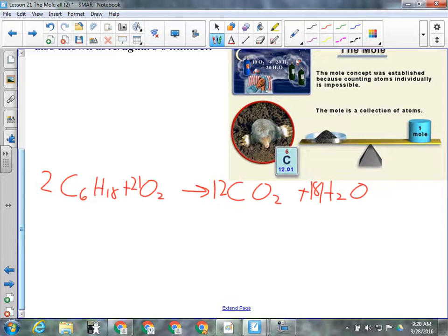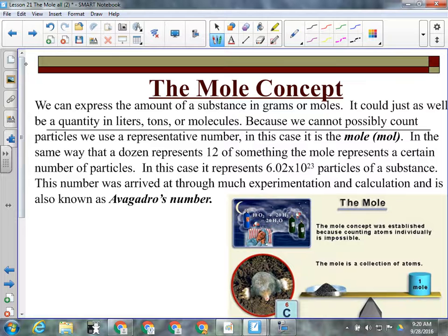So, because we can't possibly count particles, we use a representative number, in this case the mole, which we abbreviate for some reason because mole is too long to write. So we use mol. You laugh. Guys, we are a society that has an abbreviation for at, because at's too long. Yeah, we're really lazy.